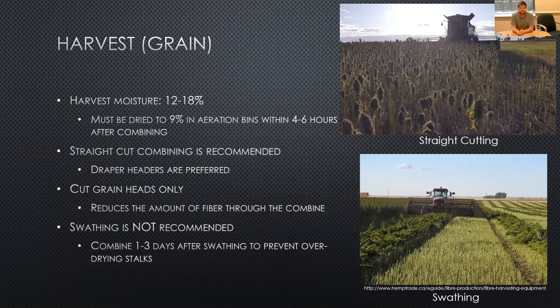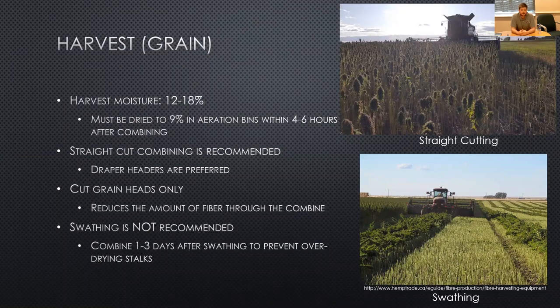Being that we're going to have a second series to talk about harvest, I won't get into harvest a whole lot of detail here, but I'll just go through quickly the grain and the fiber overview. We are trying to target a moisture of 12 to 18% at harvest time of the grain. That grain will need to be dried to 9% and needs to get onto some type of drying aeration bin within 4 to 6 hours once that combine has been unloaded with a full hopper on board. We do recommend straight cutting as opposed to swathing.